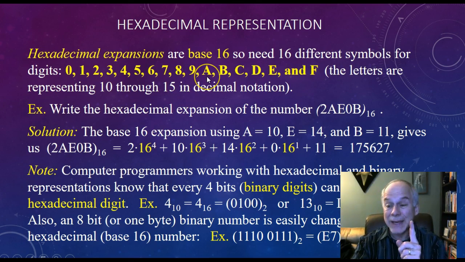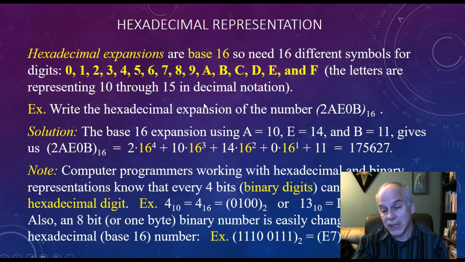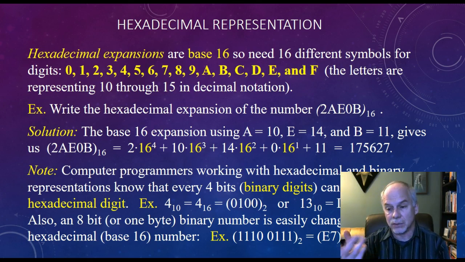So that goes from 0 and then 1, 2, 3, 4, 5, 6, 7, 8, 9. But you can't put 10 because that's using two symbols. So you don't put a 10, you use the letter A to represent 10. Then B to represent 11, C to represent 12, D to represent 13, E to represent 14, and F to represent 15. Okay? So we're going to use A through F to represent the numbers 10 through 15 that you would use in decimal notation. If you wanted to represent 15, you'd use 1 5, but instead of that, we're going to use F.